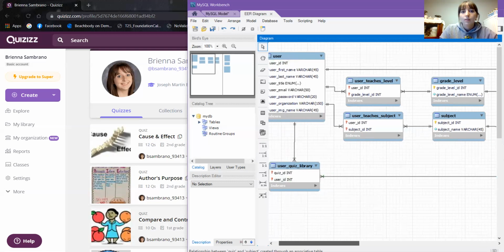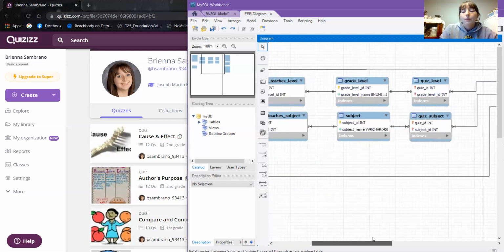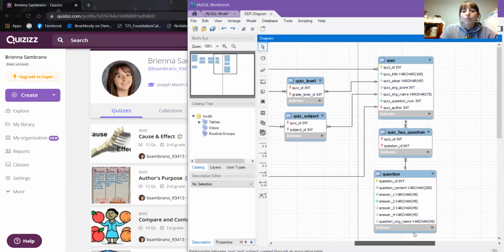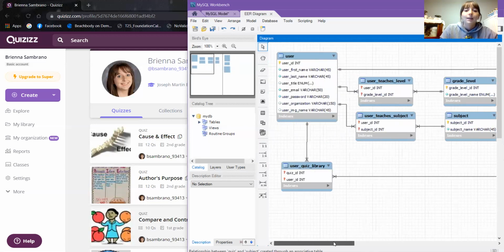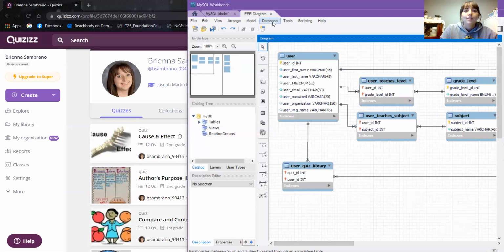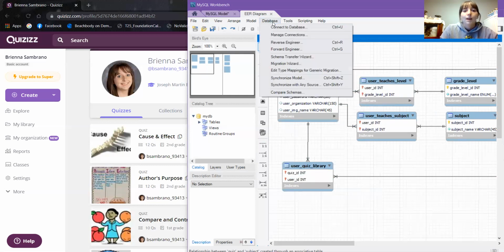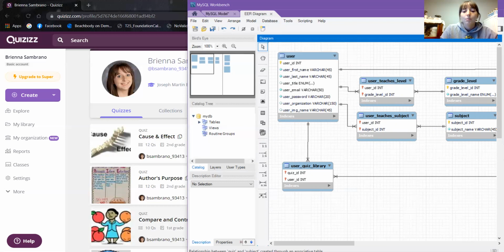This is my entity relationship diagram that I created to show what some of the database might look like for the Quizizz website. And this could very easily be reverse engineered into an actual database by going into Database, Reverse Engineer, and following those steps. Then you can manipulate and play with the data in there.